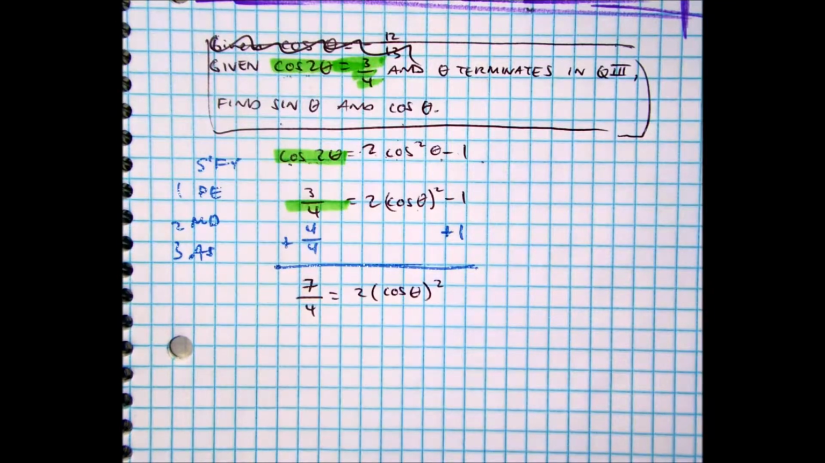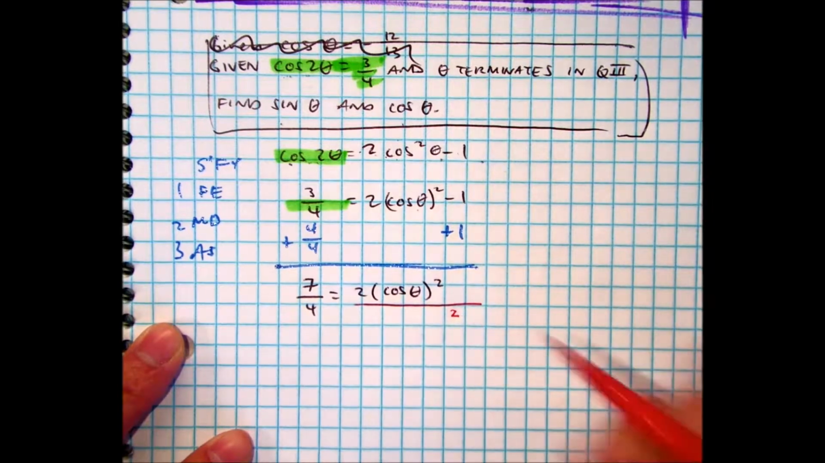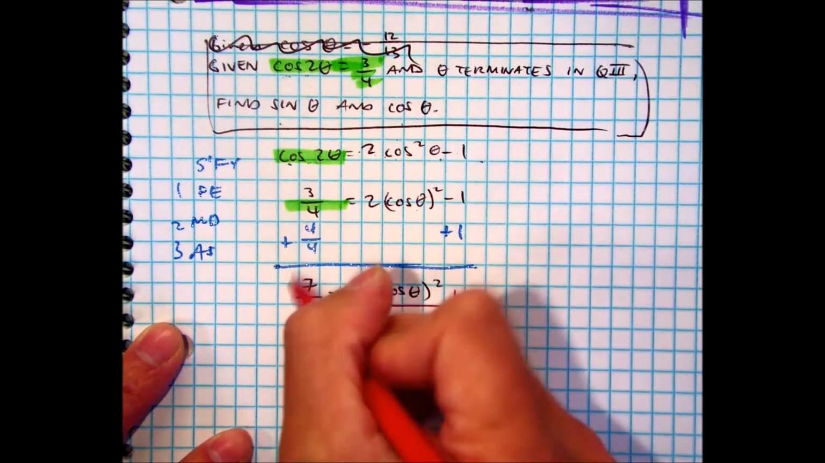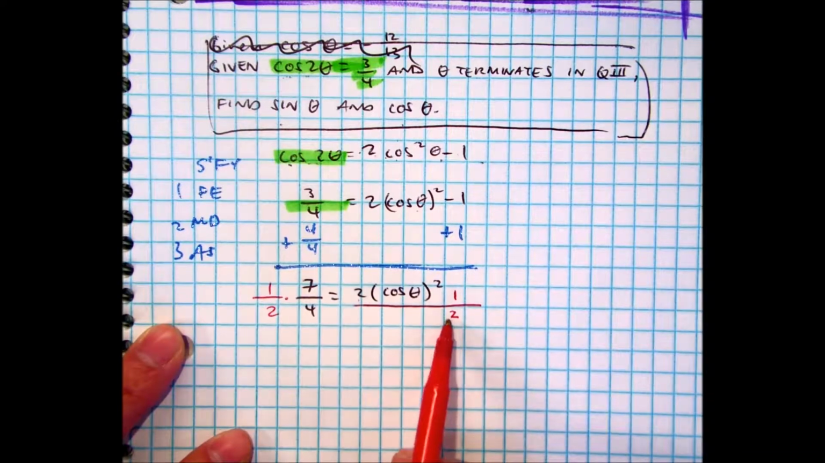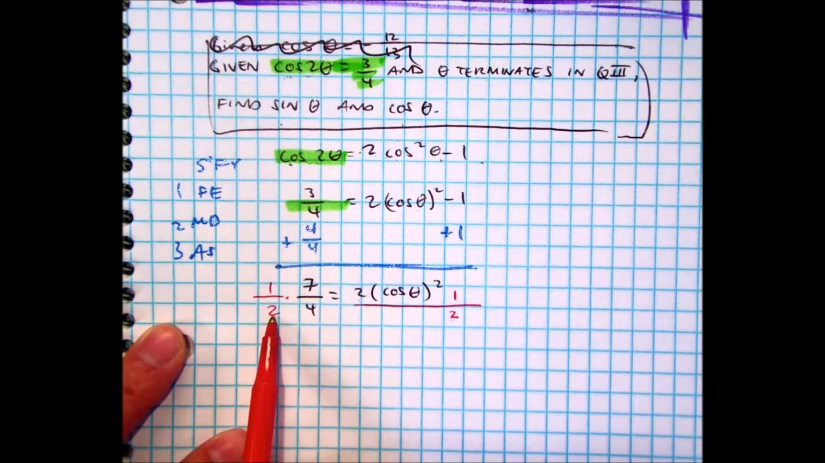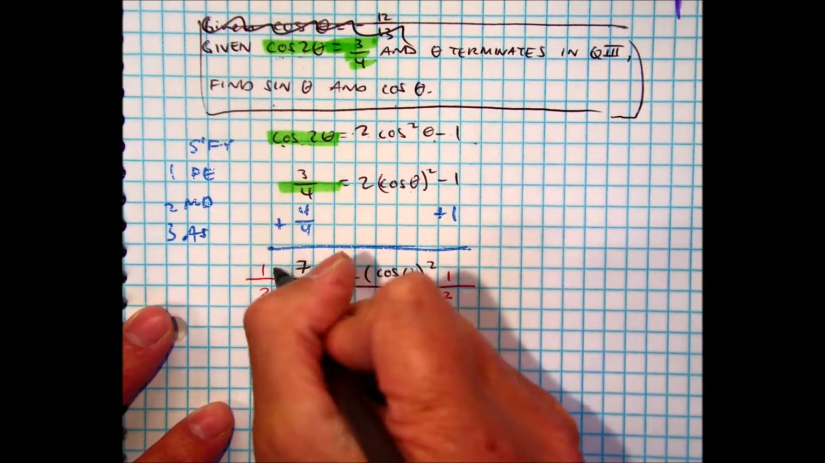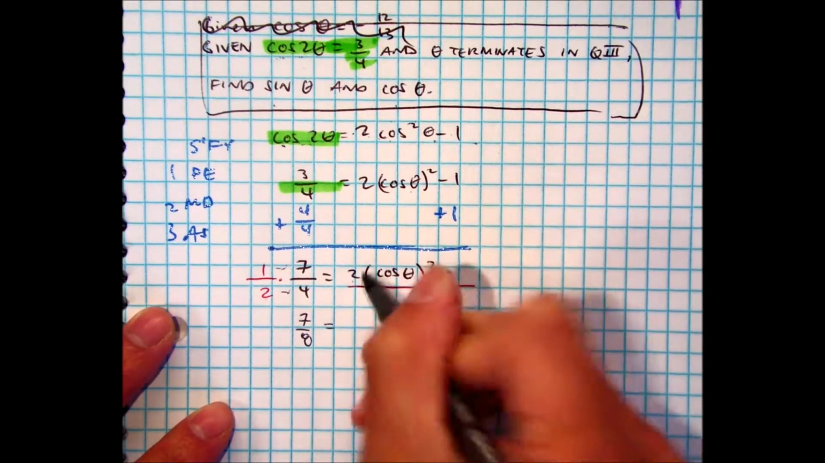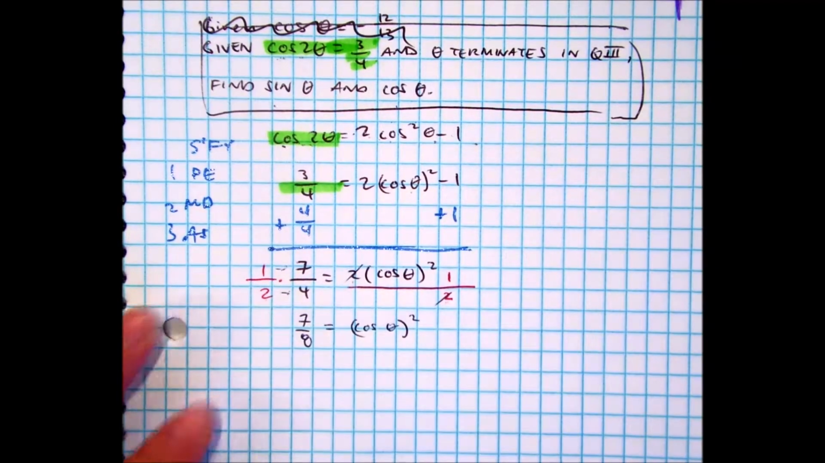What should we do next? Okay, pay attention. When I divide by 2, it's the same thing as multiplying by 1/2. Do you see that? If I divide by 2 here, the 2 is in the denominator, so I'm putting another 2 in the denominator here. Multiply across, class, what do you get? 7/8 equals, my 2's will cancel, cosine of theta squared.